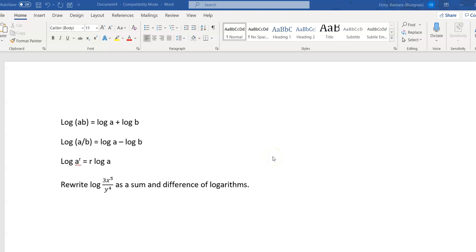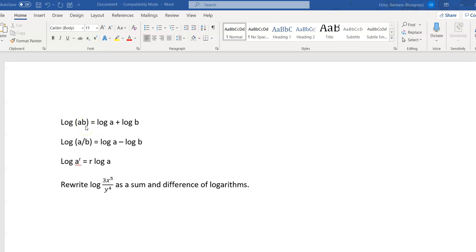So we are going to be dealing with properties of logarithms in this section. And what we're going to be doing in your exercises for this week is rewriting logarithms using 3 rules. All right, so we've got 3 rules, and it doesn't matter what the base on our logarithm is, the same rules apply.